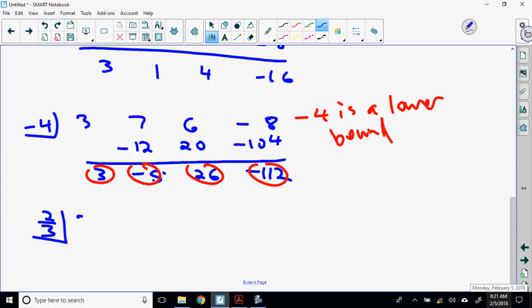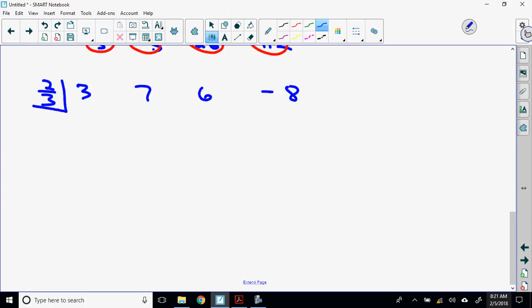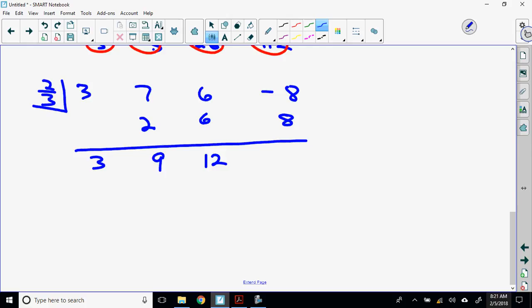Here we go. There's 3, 7, 6, -8. All right. So there's a 3. 3 times 2/3. The 3's cross cancel. That's a 2. 7 plus 2 is 9. 9 times 2 is 18 over 3 is 6. That's nice. 6 and 6 is 12. 12 times 2/3, that's 24/3. That's 8. Oh my goodness.